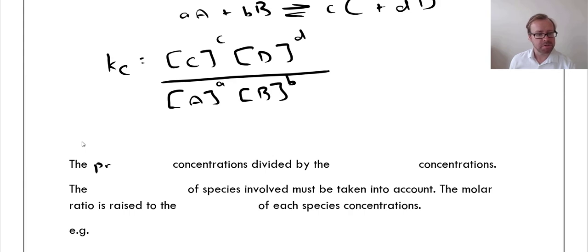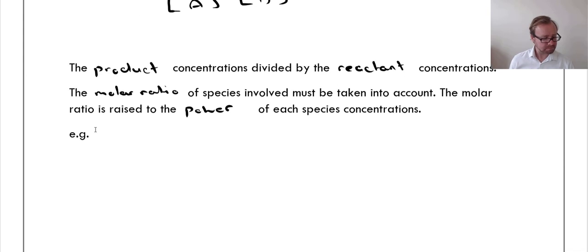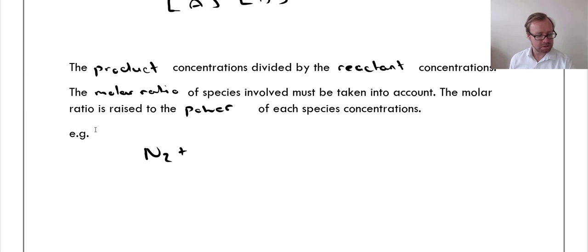So the product concentrations divided by the reactant concentrations, and the molar ratio. The species involved must be taken into account. The molar ratio is raised to the power of each species concentration. Okay, so let's do an actual example now. You've all seen this reaction before. The Haber process to produce ammonia.